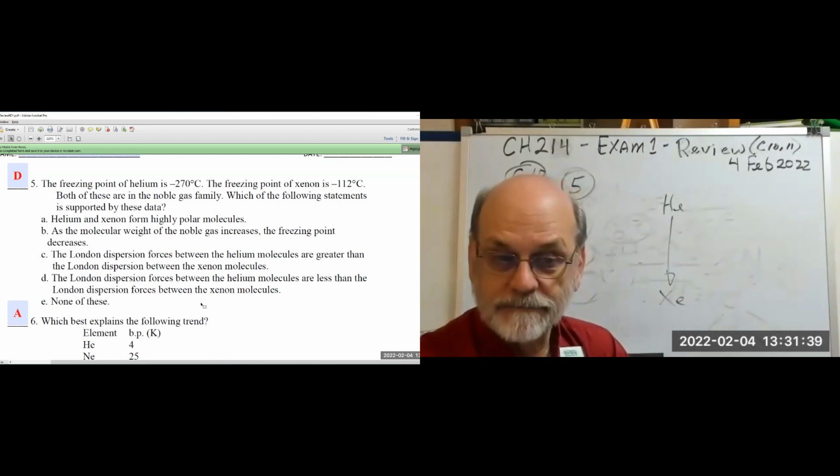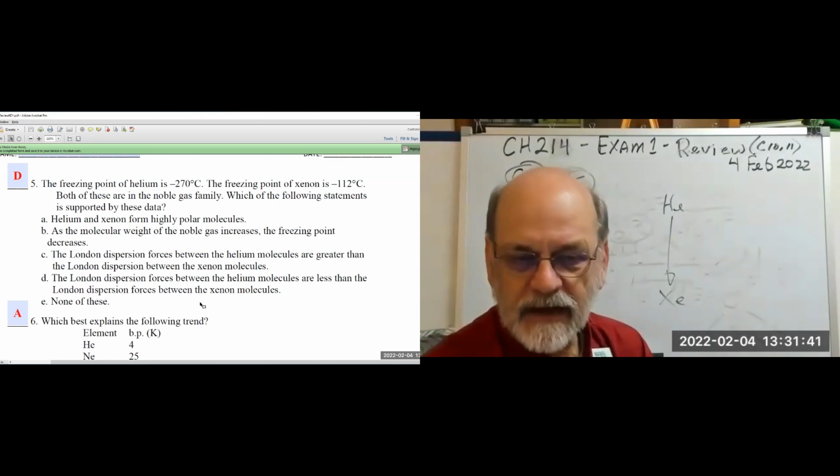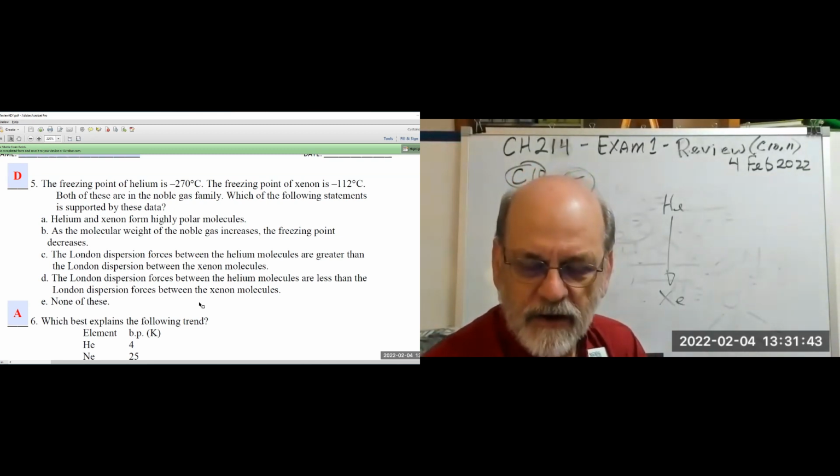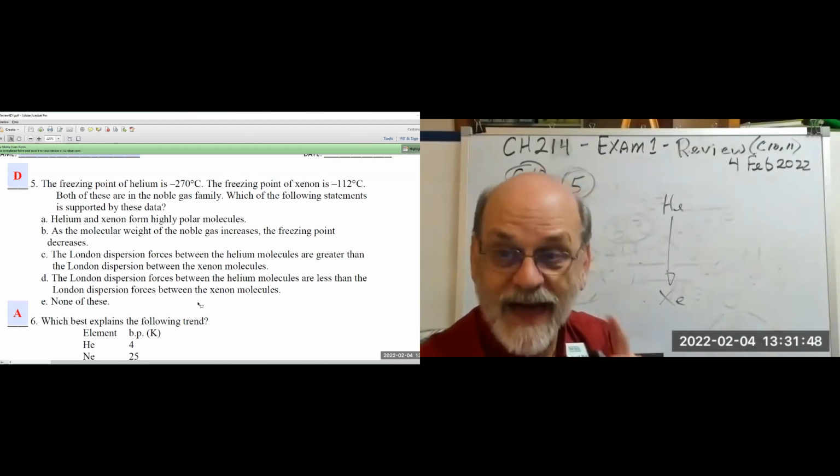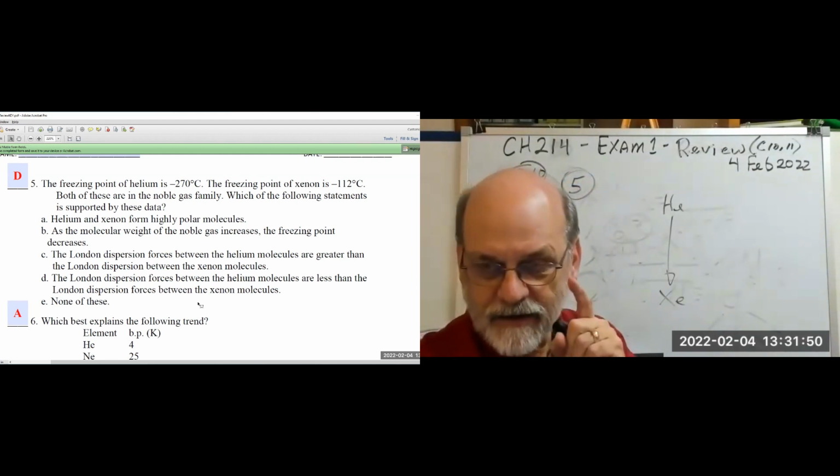So C is false. How about D? The London dispersion forces between helium molecules are less than the dispersion forces for xenon molecules. That is true. That follows from the data.